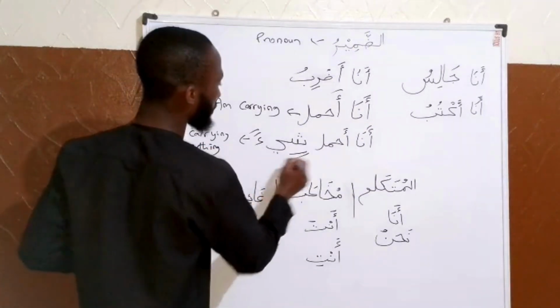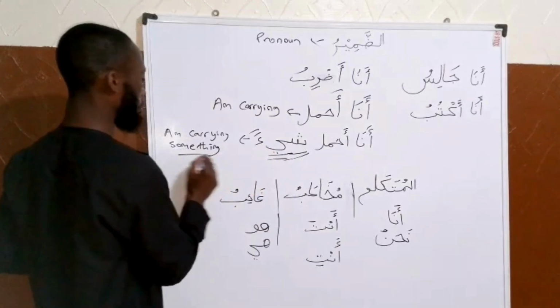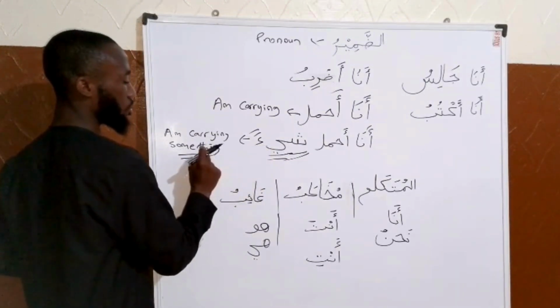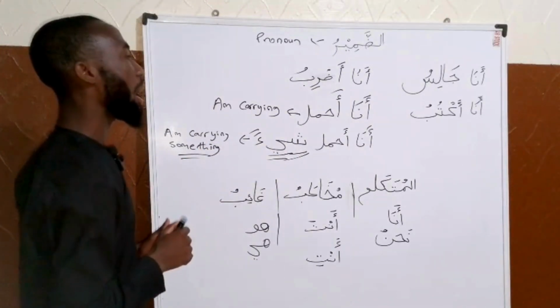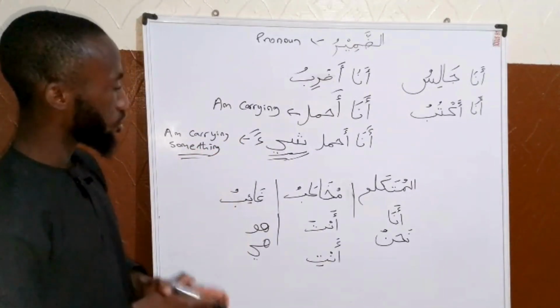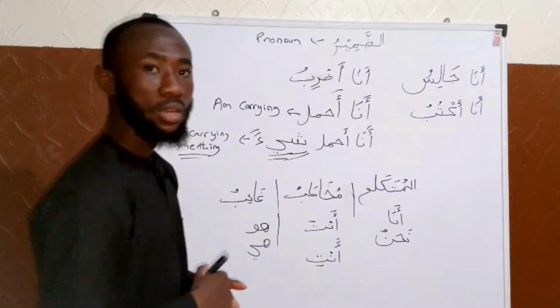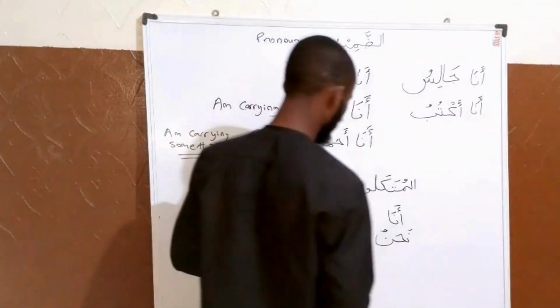Shay'an, it means something. Something is shay'an in Arabic. Ana ahmilu shay'an, I'm carrying something. Now let's use the second one to form another phrase.